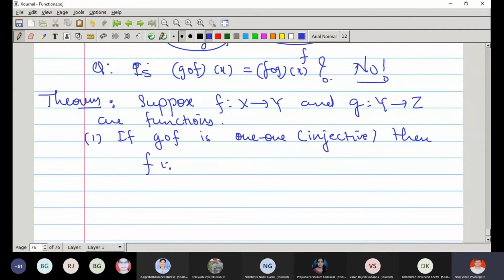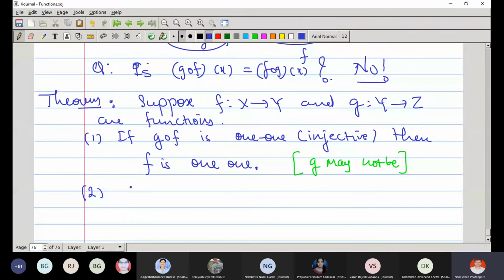Then f is 1-1. What about g? g may not be. Sometimes it may be, sometimes may not be. Doesn't matter. But definitely f is 1-1. If composite function is 1-1, then certainly f must be 1-1. g may be, may not be. That is a different thing. So the opposite, that means the converse, is not true.